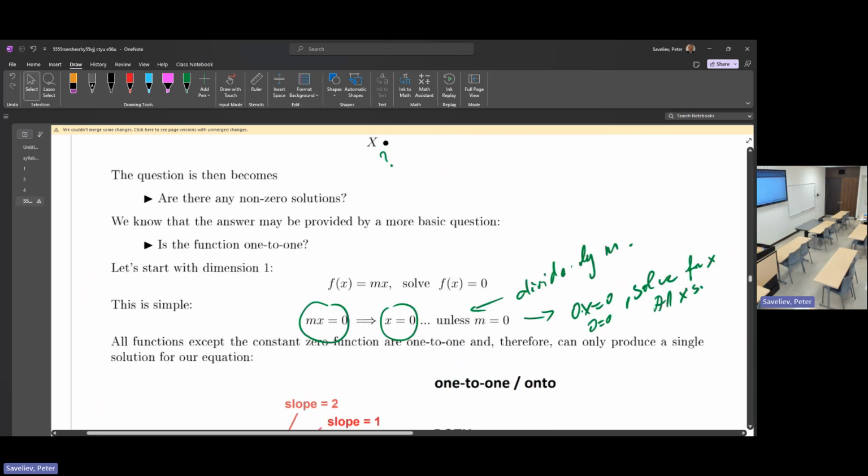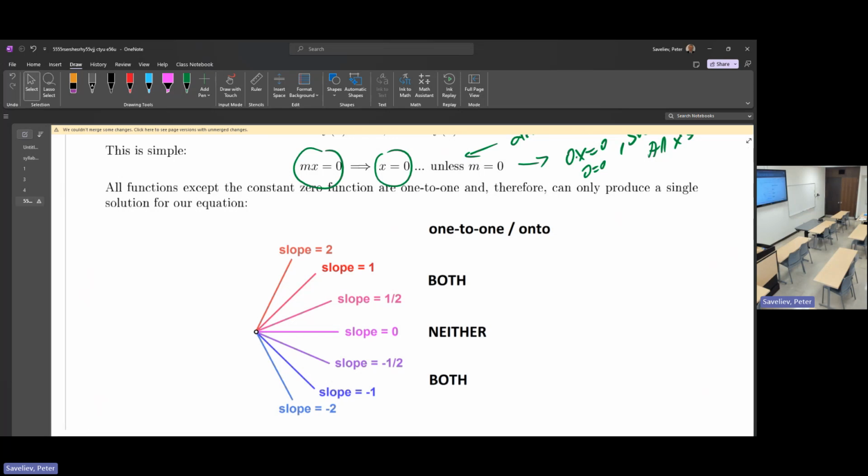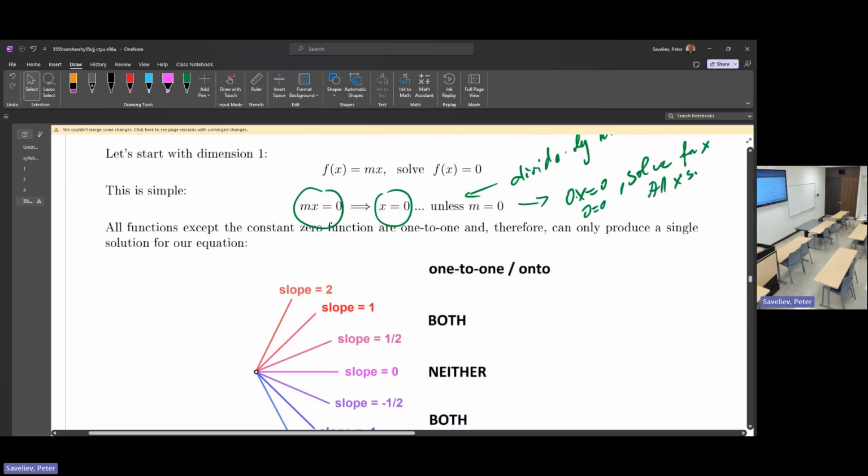All linear functions in dimension 1 are plotted here, and they are all invertible with the only exception of slope equal to 0, in which case, like I said, the equation has infinitely many solutions.